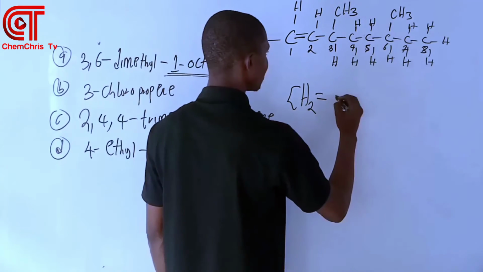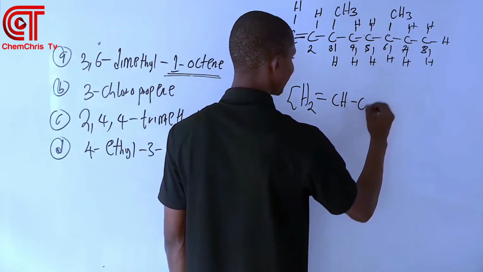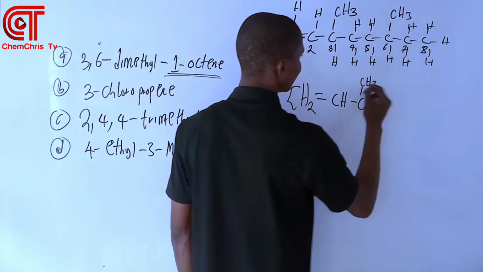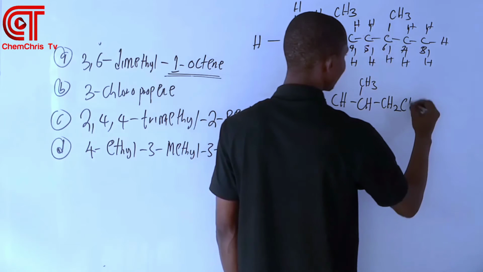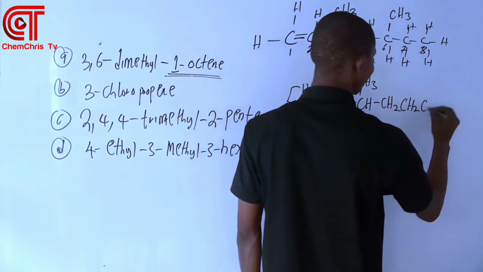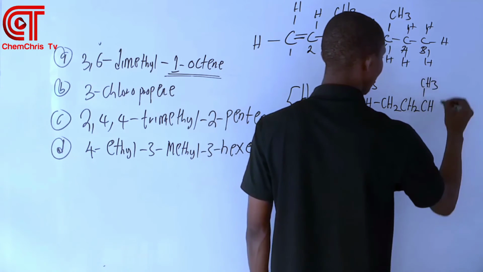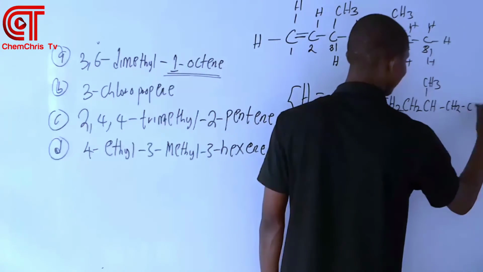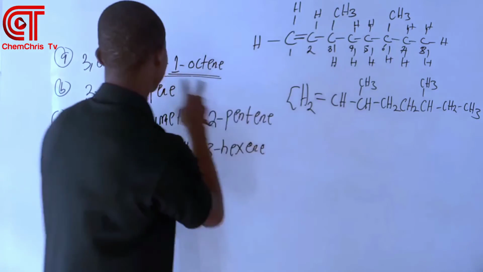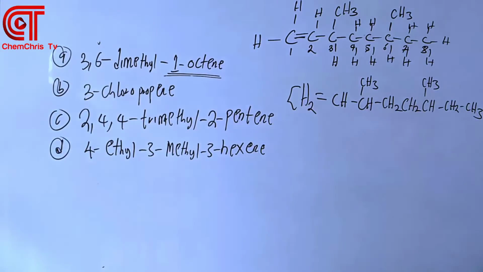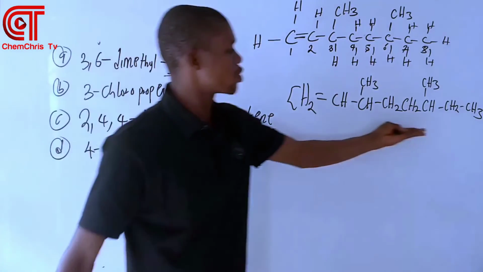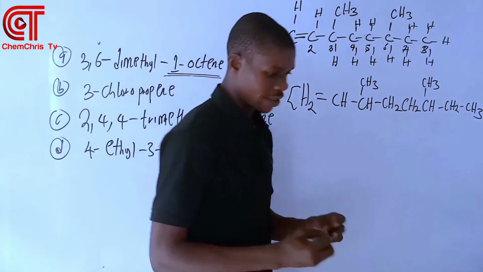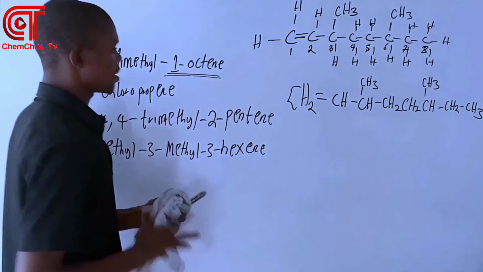CH2 double bond CH, right? Then here we have CH3, here we have CH2, here CH2, here CH, then here CH2, and here CH3. So these are the structure of this one here. Do you understand? So it's advisable to leave it like this in the exam. Get your full mark. Now let's move to the second one, the B part.